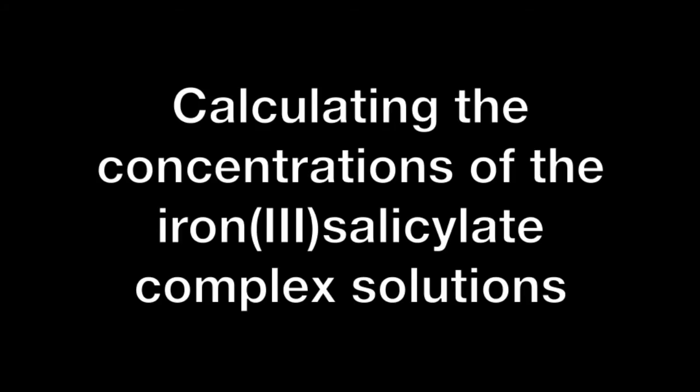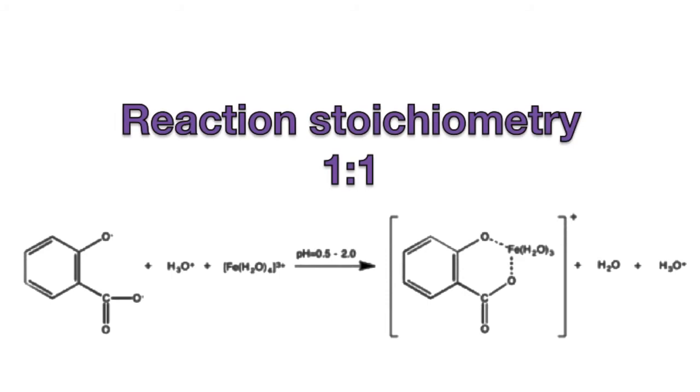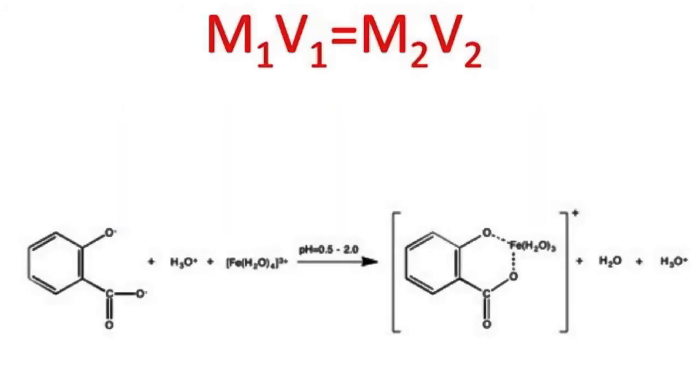These concentrations are known because we know the concentration of the stock solution that was used in making the iron 3 salicylate solution. Because the reaction stoichiometry is 1:1, and we know that the salicylate ion is the limiting reagent in the complex forming reaction, we know what the concentration of the complex formed is because we know the concentration of salicylate ion from the stock solution. Because we know these concentrations, you can use them to calculate the standard curve. You just need to figure out what the different solution concentrations are.